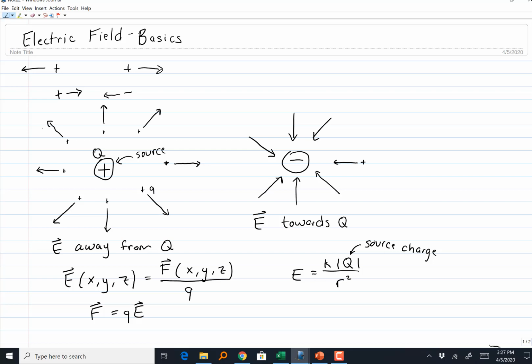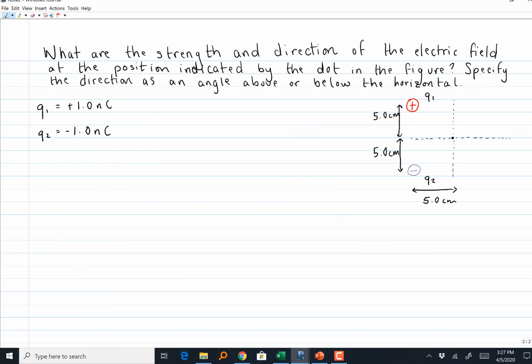All right, so with these basics in mind, we can start looking at this example problem. Right, so in my example problem, I'm looking for the strength and direction of the electric field at the position indicated by the dot in the figure. So the dot in the figure right over here, and we're specifying the direction as an angle above or below the horizontal. All right, so again, I'm just going to remind us that the electric field, the magnitude of that electric field is going to be kQ over r squared, where r is the distance between the charge and the point where we're looking for that electric field.